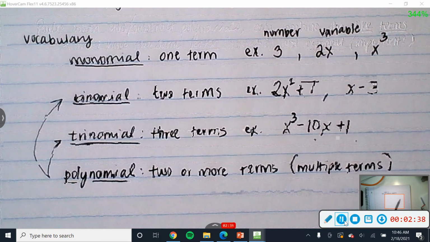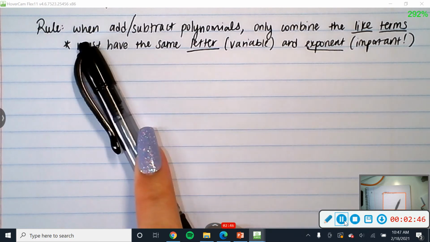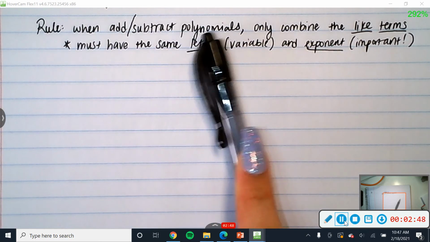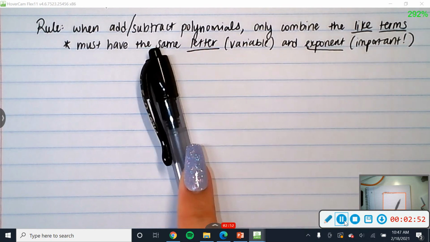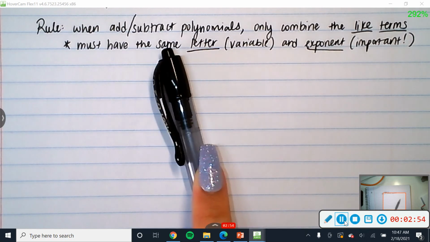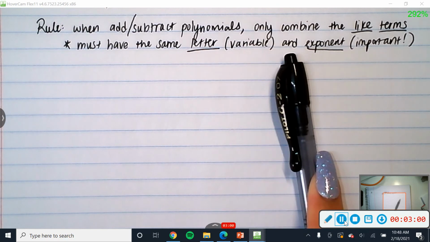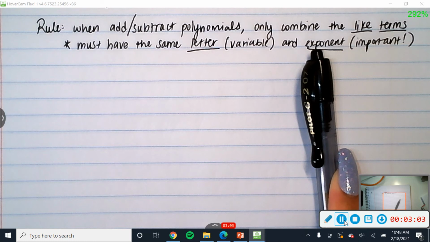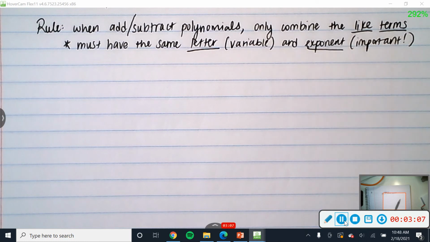So here I've written the rule that we need to follow whenever you add or subtract polynomials. So make sure you have this rule written down. When you add or subtract polynomials, only combine the like terms. So this means that they have to have the same letter, so the same variable, like x or y, they have to have the same variable, and they have to have the same exponent. This is very important right here. They must have the same exponent.